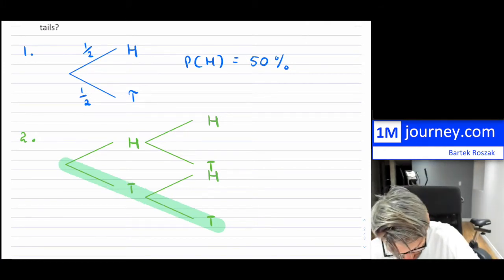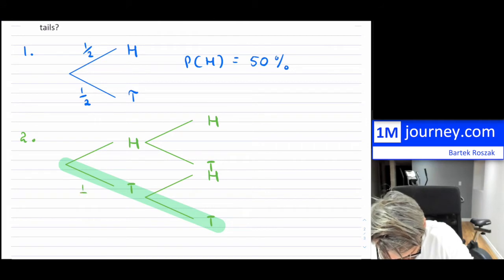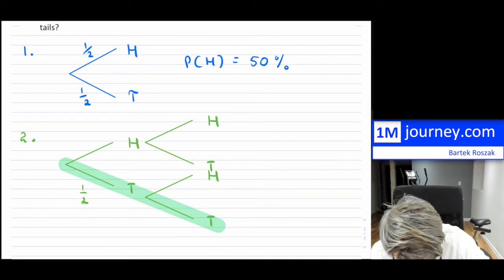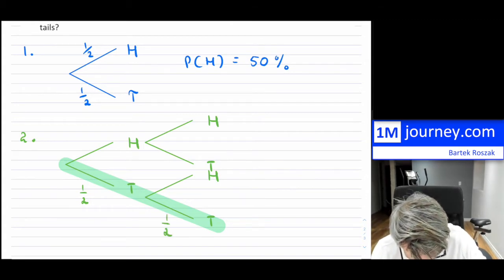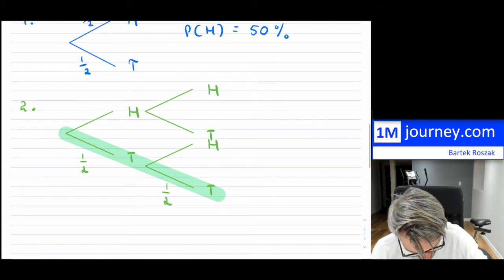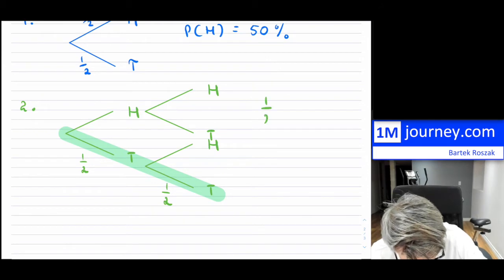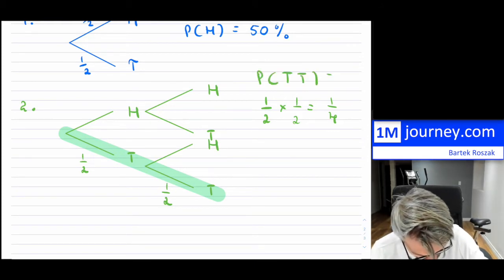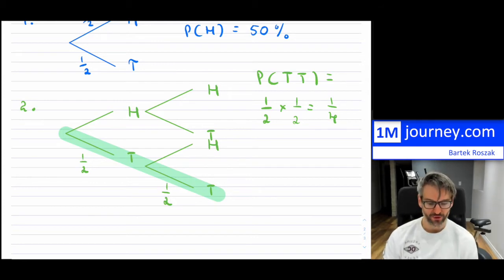Now you have a 50% chance of landing on tails on the first go, and then another 50% chance of landing on tails again. So what you will have is 1/2 multiplied by 1/2, which is simply 1/4. So that is the probability of flipping a coin 2 times and landing both times on tails. So that's how you would do it.